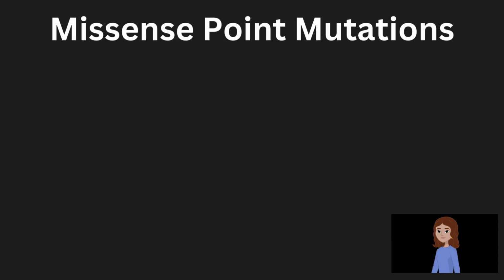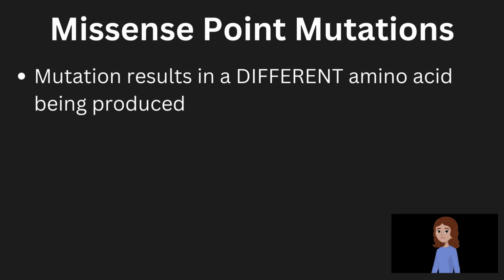Next on our list for point mutations is missense mutations. Missense mutations are similar to silent mutations in the sense that one nucleotide base gets switched out for another, but the crucial difference here is that the resulting amino acid does change. This could mean a variety of things depending on the amino acid it turns into.